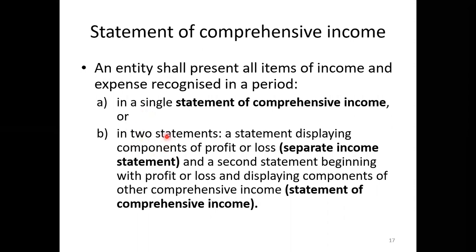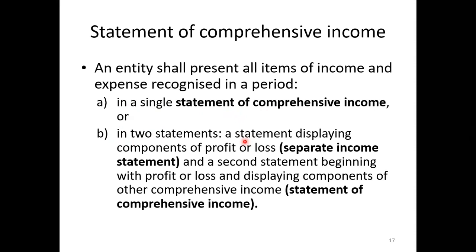So the first method is a single statement. The second method is two statements. Two statements means under the heading of income statement, you can find two separate statements. One for the normal course of business. That is the first part. The second part is for other comprehensive income, which means these are not part of the normal course of business.